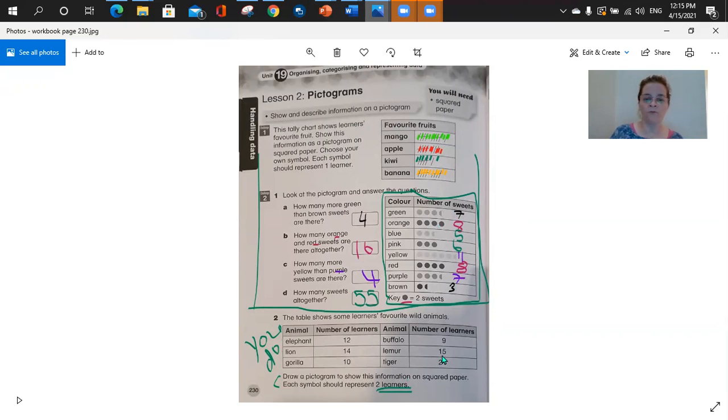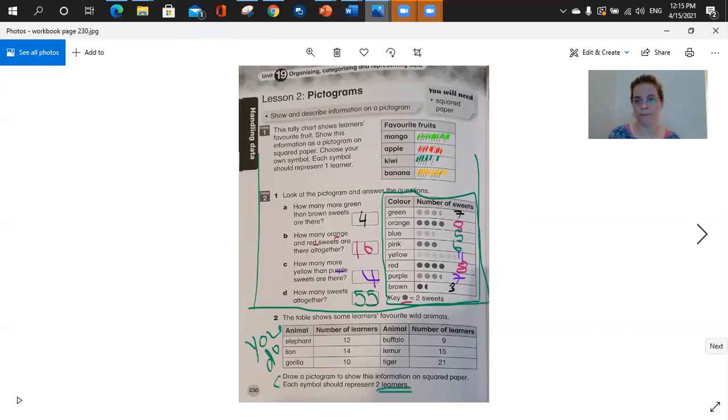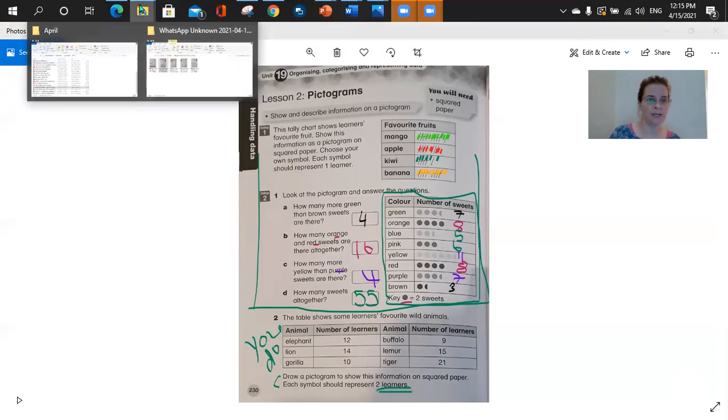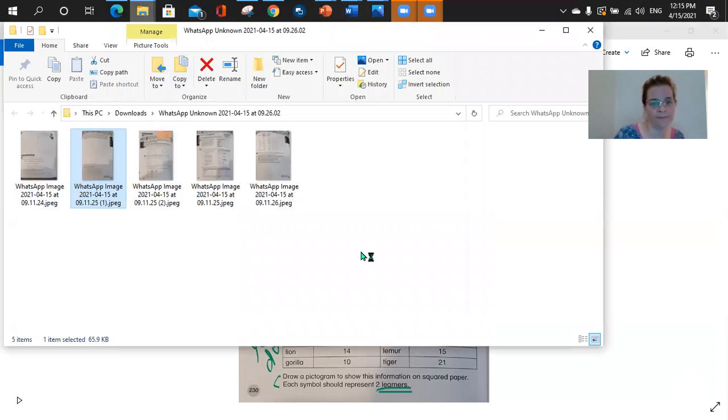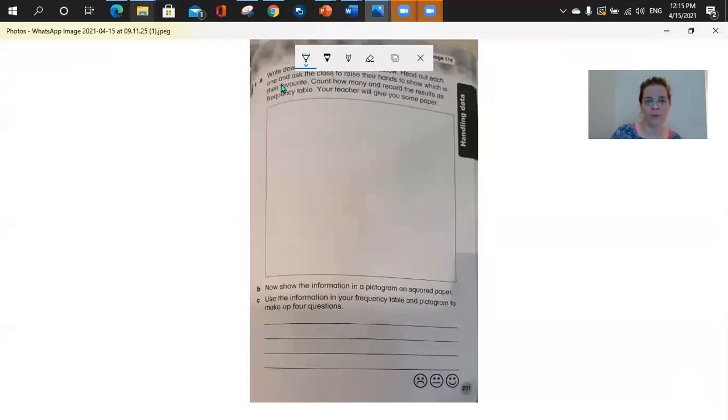So we did that. So for homework today, there's 2 pages to this. There's page 230 and page 231. So they are to do their own pictograph showing that each symbol represents 2 learners out of this information. And on the other page, it's a box. It's this box right here. So I told them I didn't want them to do this part. Don't do that one. Instead, in this one, do the page 230.